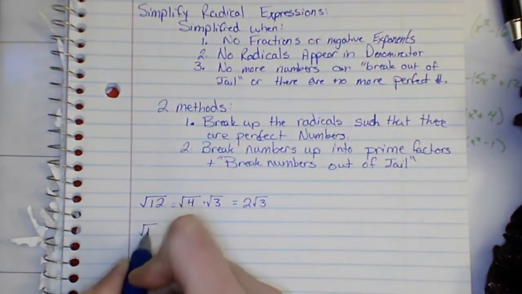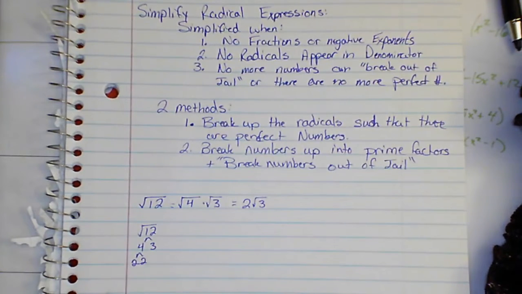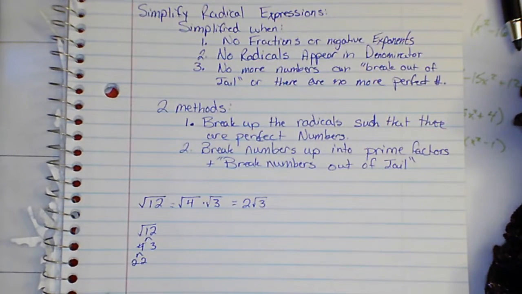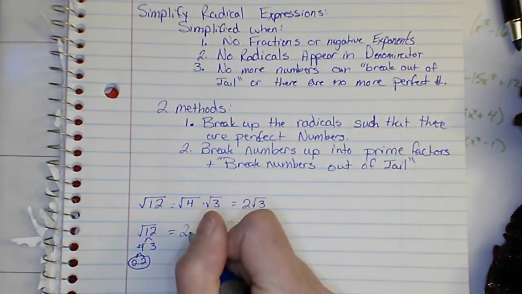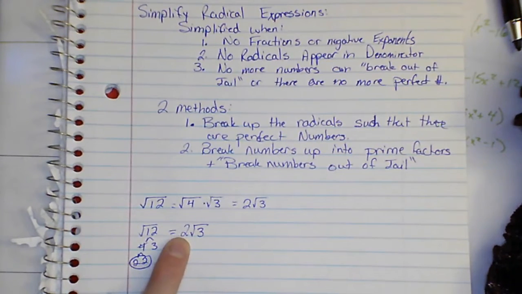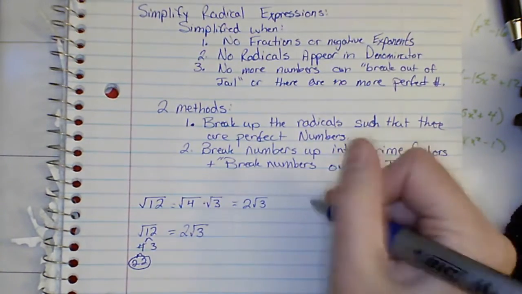The other method, break out of jail, is where you factor these numbers into prime factors. The index here is a 2. Square root means 2, so it takes 2 to break 1 out of jail. So we have one pair of 2's and then a 3 remaining. Since we have a square root, it takes 2 to break 1 out of jail. So since we have one group of 2, one breaks free, the other, you can use your imagination. And then this 3 has no partner, so he stays in jail.